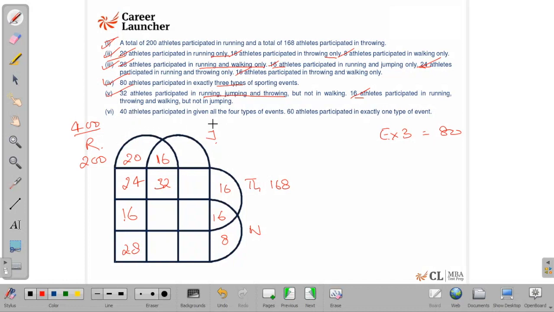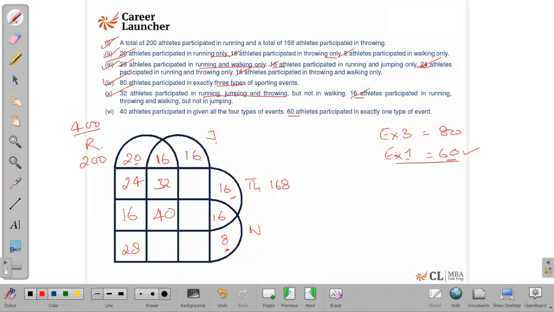40 athletes participated in all the given types of events. So 40 come here. 60 participated in exactly 1. Now, which are the exactly ones we have? We know running only is 20. Throwing only is 16. Walking only is 8. That means jumping only, if it is x, 20 plus 16 is 36 plus 8, 44. That means jumping only has to be 16 because total of exactly 1 has to be 60.